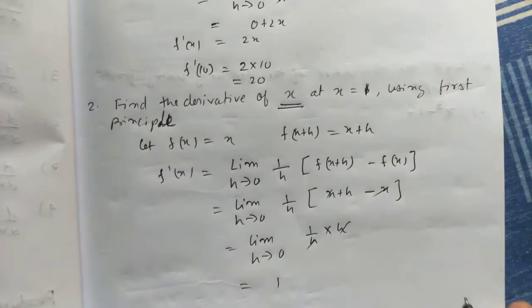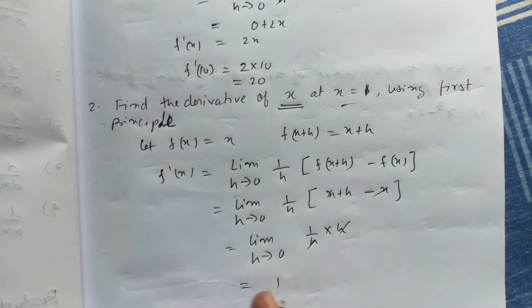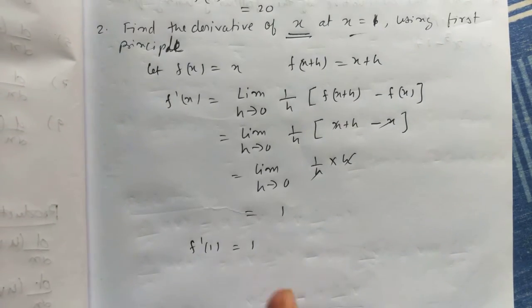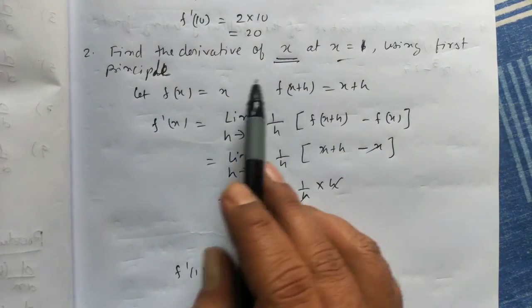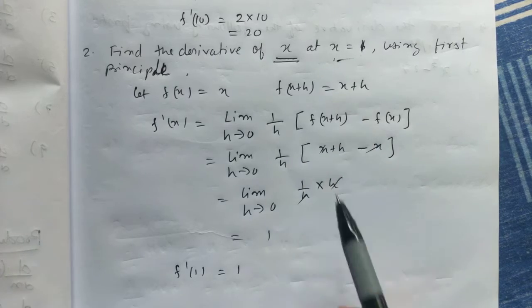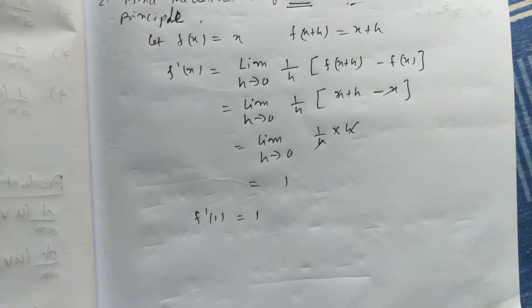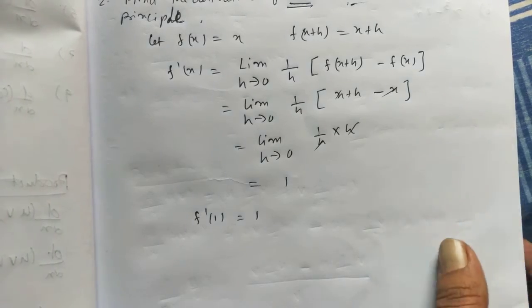So whatever may be the value of x, f dash x is 1, that means f dash 1 also will be 1, f dash 2 also will be 1, f dash 3 also will be 1. So the derivative at x equal to 1 is 1 only, because it's a constant term, we cannot put the value of x. So this is the answer. Similarly, you have to do question number 3.